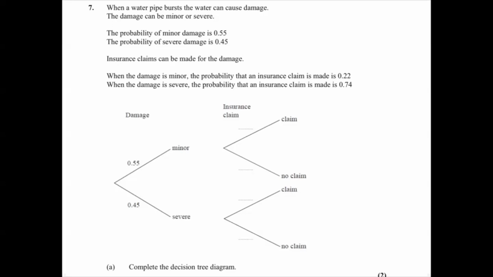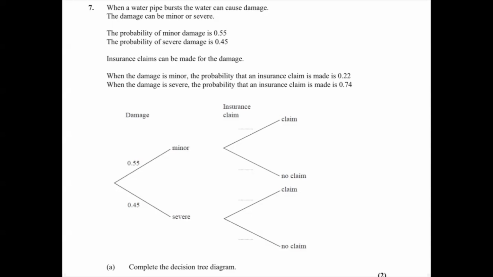Okay, so our next question is a probability tree question. Very wordy. And we get that a lot with probability questions because they like to give some context. They like to give story and background. We really just want to focus in on the maths itself, okay?